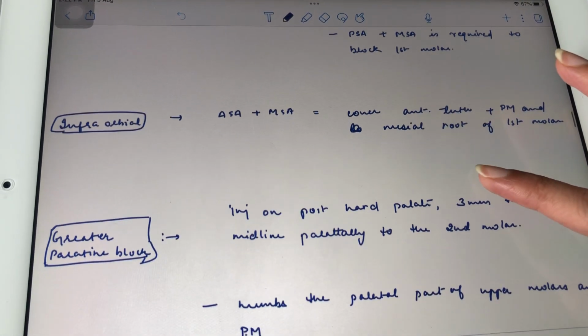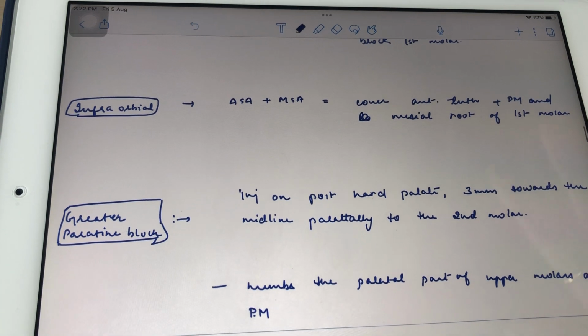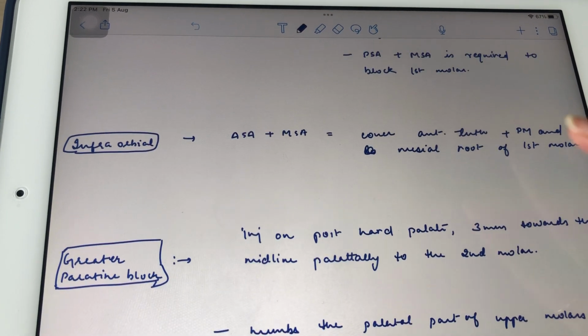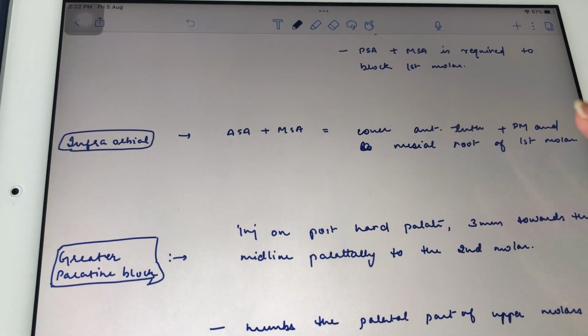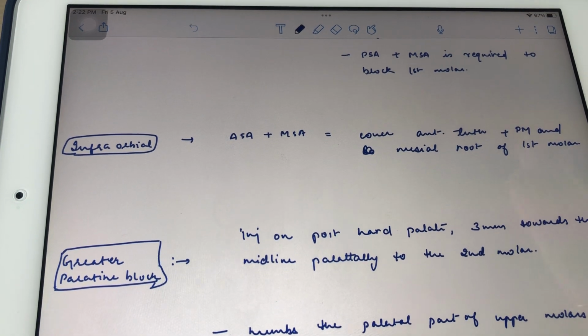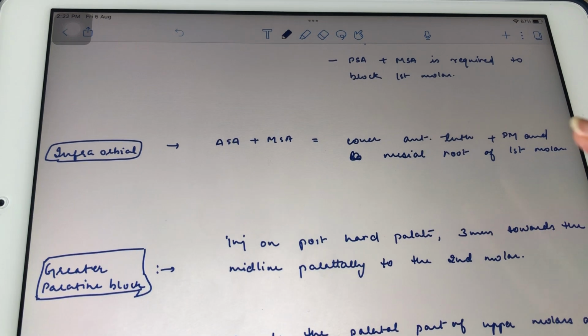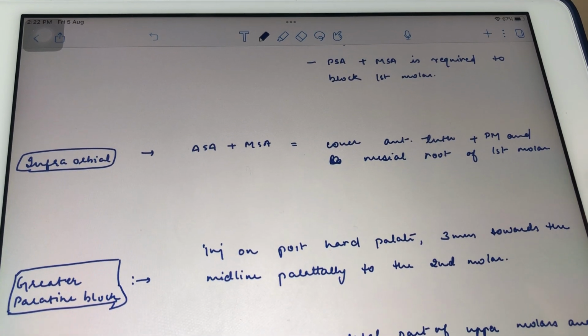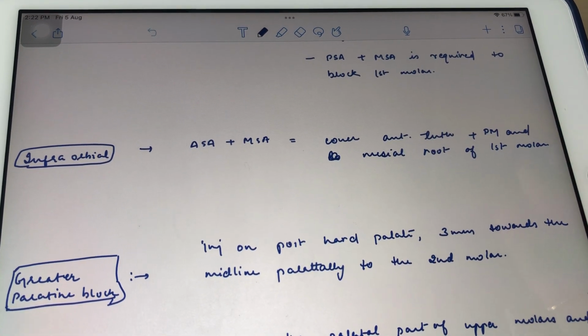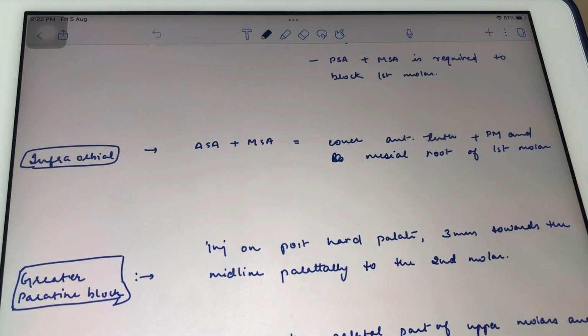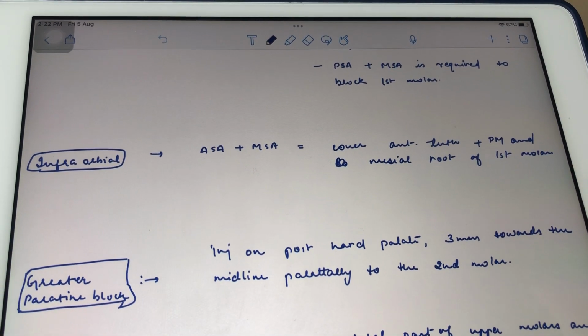Now comes the infraorbital nerve block. The infraorbital nerve block anesthetizes the anterior superior alveolar nerve and middle superior alveolar nerve. This will cover the anterior teeth, plus premolars and the mesial root of the first molar of the maxillary jaw.